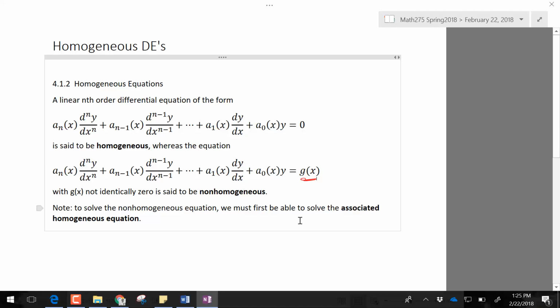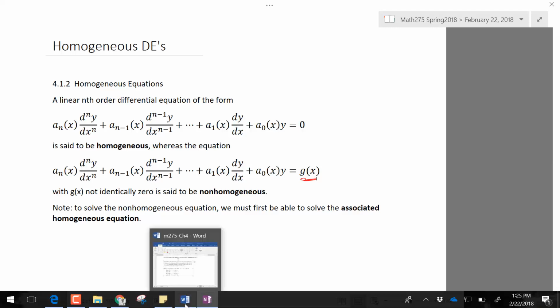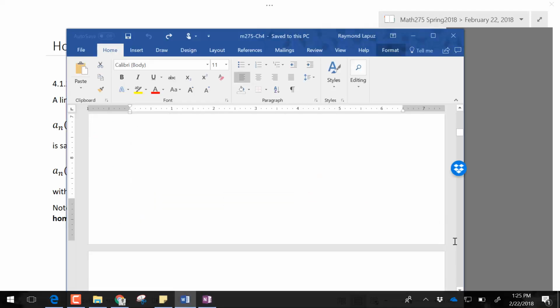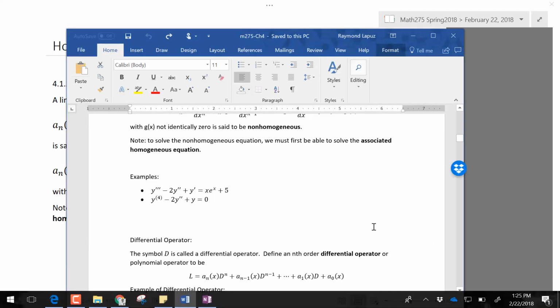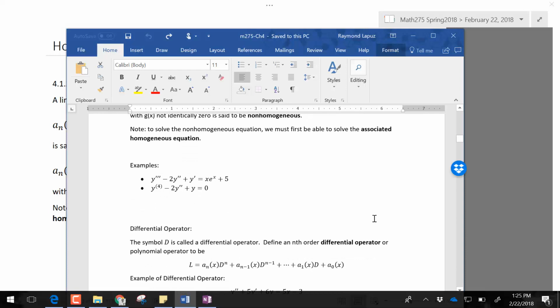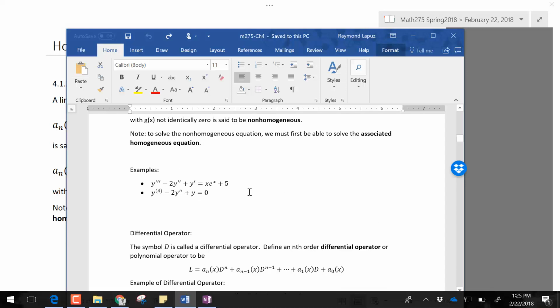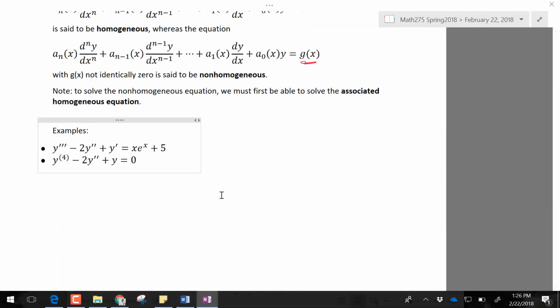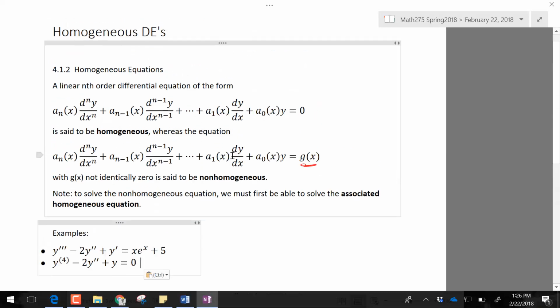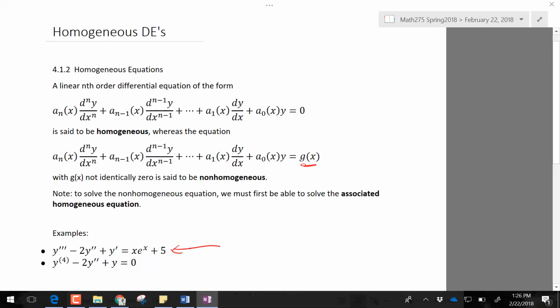I don't think I have any example problems for this. This is just a statement. Actually, you guys can figure out what homogeneous and non-homogeneous are, right? Got these two silly little examples. What's the first one? Is the first one homogeneous or non-homogeneous?